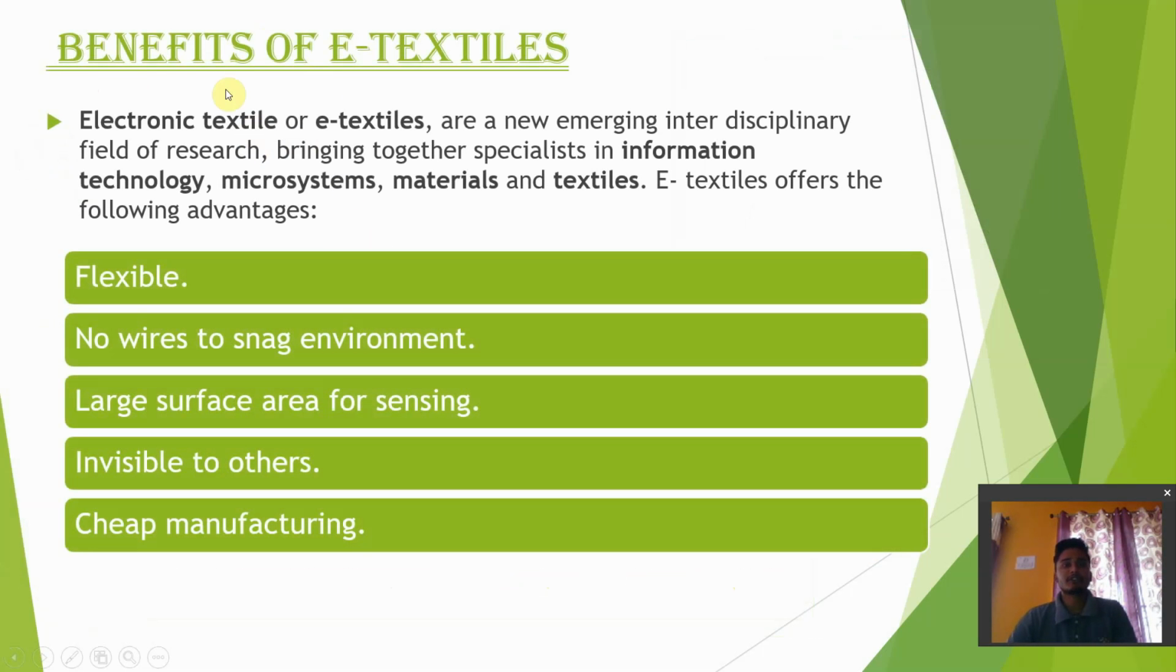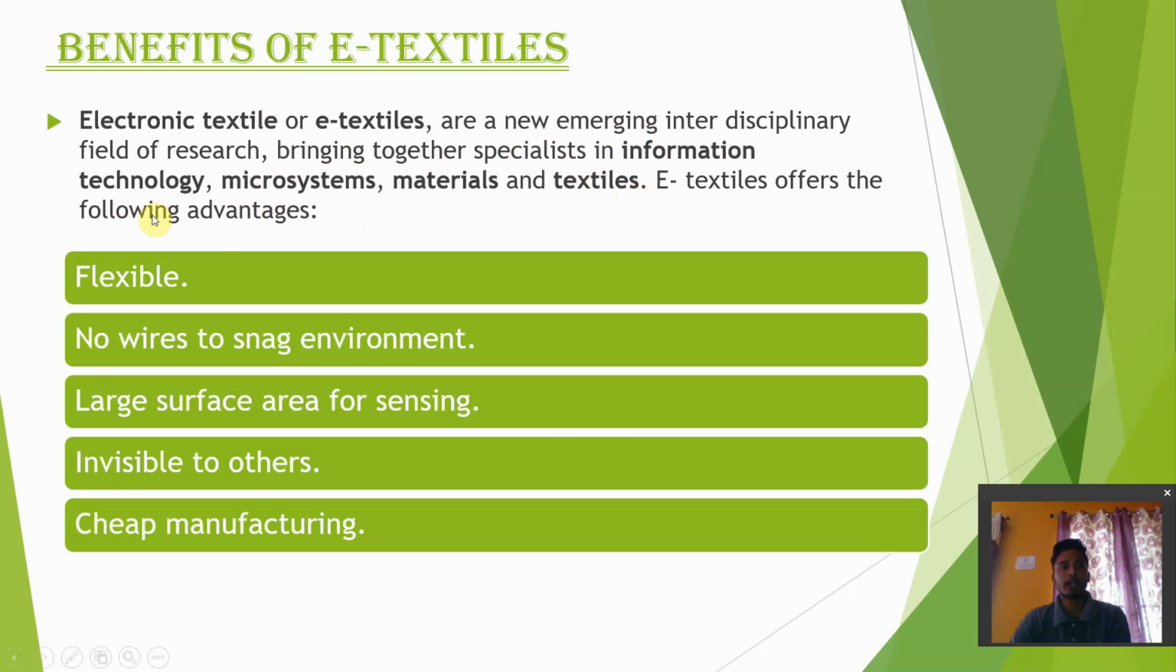So let's talk about its benefits. So first of all, let's read this. Electronic textile or e-textile is a new emerging interdisciplinary field of research. Well, it's a new technology and it's emerging day by day. Now we are able to see bags which can actually show emojis and anything which you draw on your mobile phone, and it's connected with an application, bringing together specialists in information technology, microsystems, material and textiles.